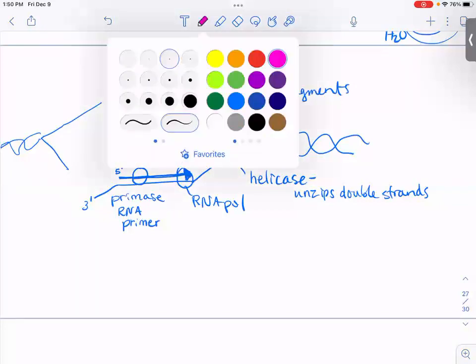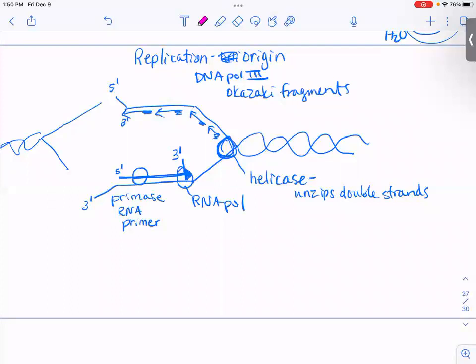So once that DNA polymerase 3 has done its job, another enzyme has to come in and get rid of the primers. So that's DNA polymerase 1, which is going to get rid of the primers. DNA polymerase 1 would come in here and fill in those primers.